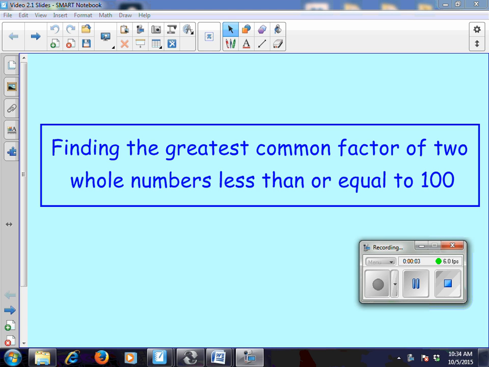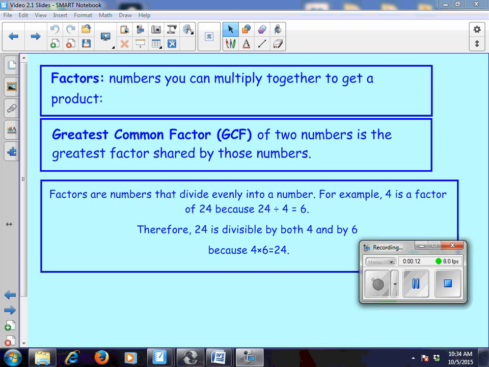This video is going to be about finding the greatest common factor of two whole numbers less than or equal to 100. Let's review a few vocab words. Factors. Factors are numbers you can multiply together to get a product.